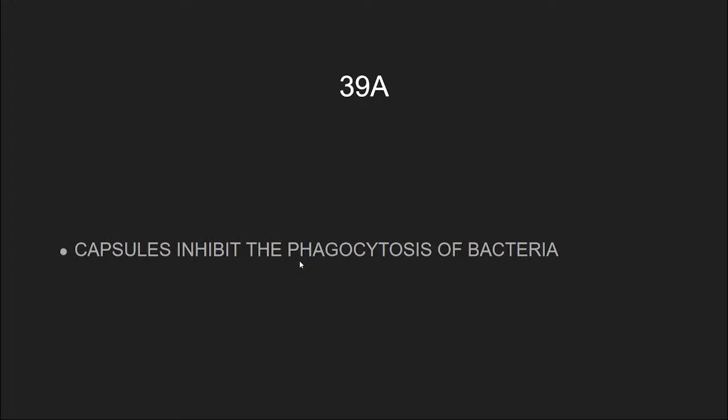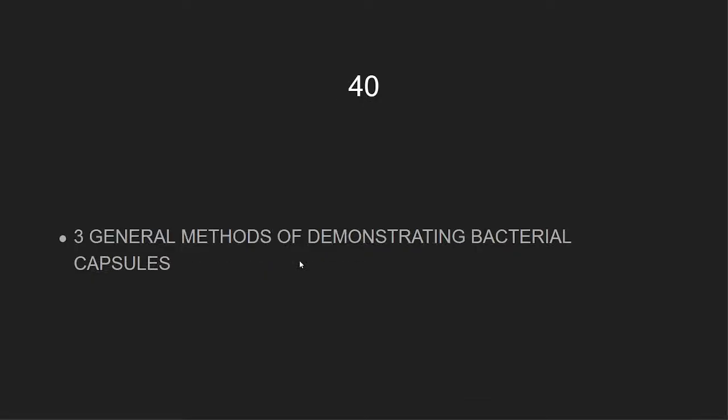Arian Dorothy, what are those three organisms that we talked about earlier that had capsules? Forgot na class. Guys, you forgot na Haemophilus influenzae, Neisseria meningitidis, and Streptococcus pneumoniae. They are encapsulated. Okay? There are three general methods, by the way. I think that's number 40, right?